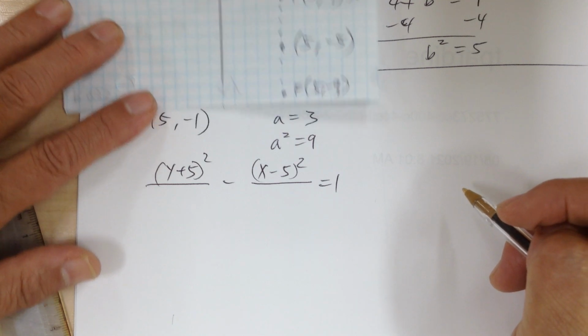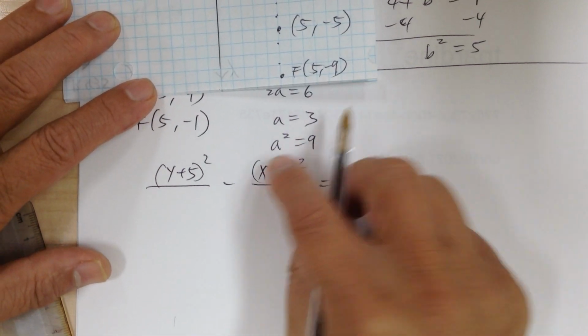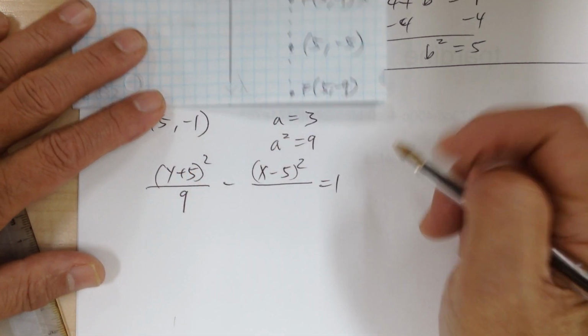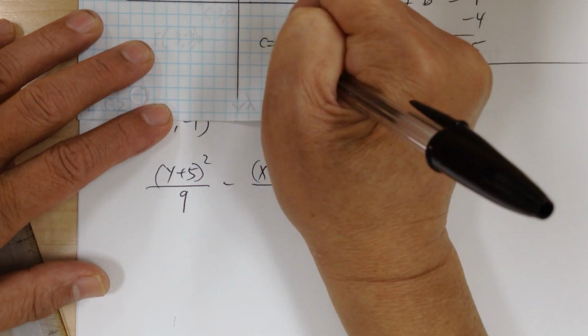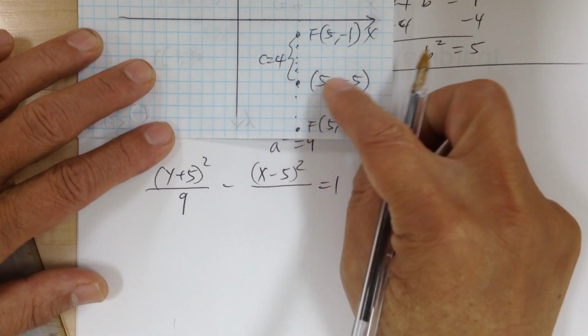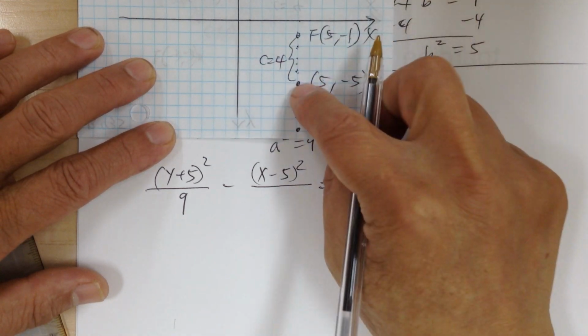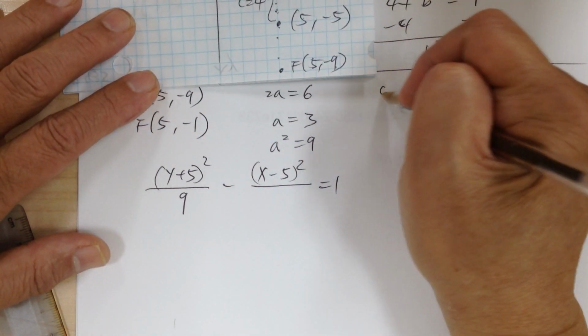Okay, now a squared is 9, so go under here. Okay, and over here from your picture, c equal to 4. Okay, so c equal to 4, I can count the squares. From the center to the focus, that's your c. So c equal to 4.